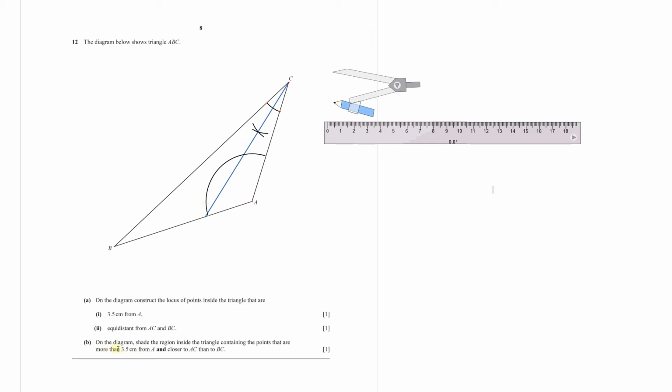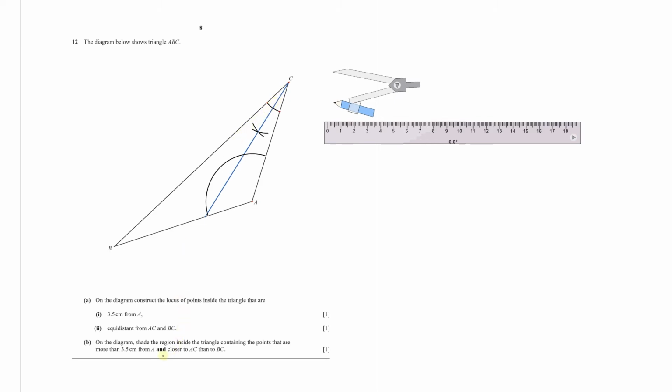So part B: on the diagram, shade the region inside the triangle containing the points that are more than 3.5 centimeter from A. All the points that are more than 3.5 centimeter away from A would be points that are outside this arc, since everything inside is closer than 3.5 centimeter from A. So the first condition is that the points are more than 3.5 centimeter from A and inside the triangle. So this becomes this whole region outside the arc, but still within the boundaries of the triangle.